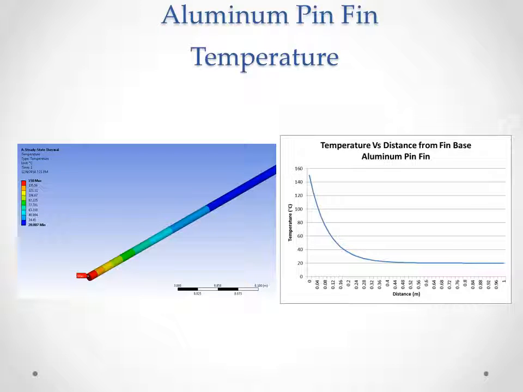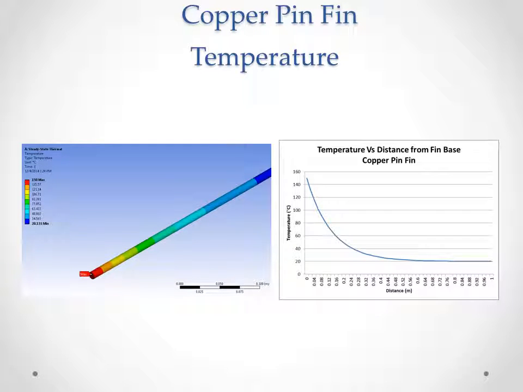Comparing the ANSYS results and our theoretical for the aluminum pin fin yielded similar results, where the temperature of the fin reached 20 degrees in about 40 centimeters. A copper pin fin reaches 20 degrees in about 55 centimeters according to our ANSYS data. This is very similar to the theoretical data seen in the graph here.